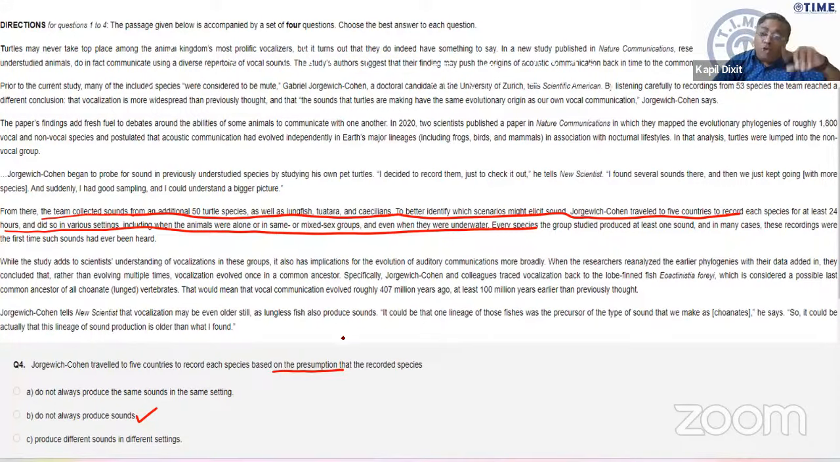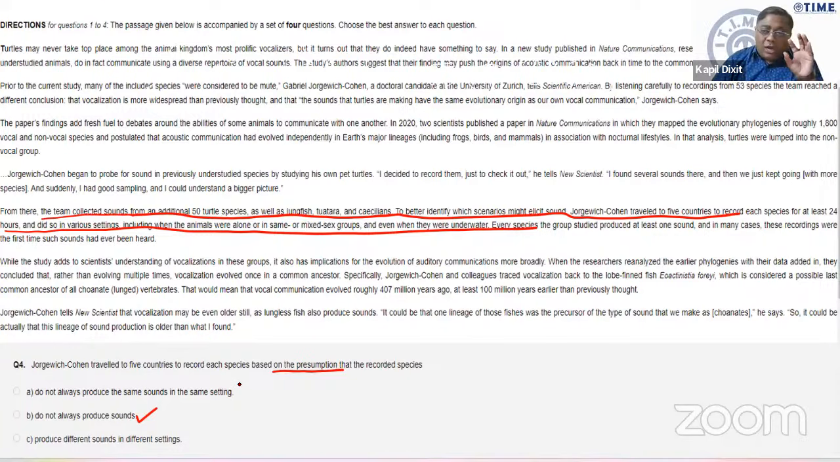That means they do not always produce sound. In some scenarios, they produce sound. So, it's a good assumption. Produce different sounds in different settings. Why is this not the answer? There is no mention in the paragraph about the recorded species changing the sounds they produce from setting to setting. They are not changing the sounds. The sound was not there at all. Under which condition will sound come? That was the whole context. So B is the best possible answer choice.